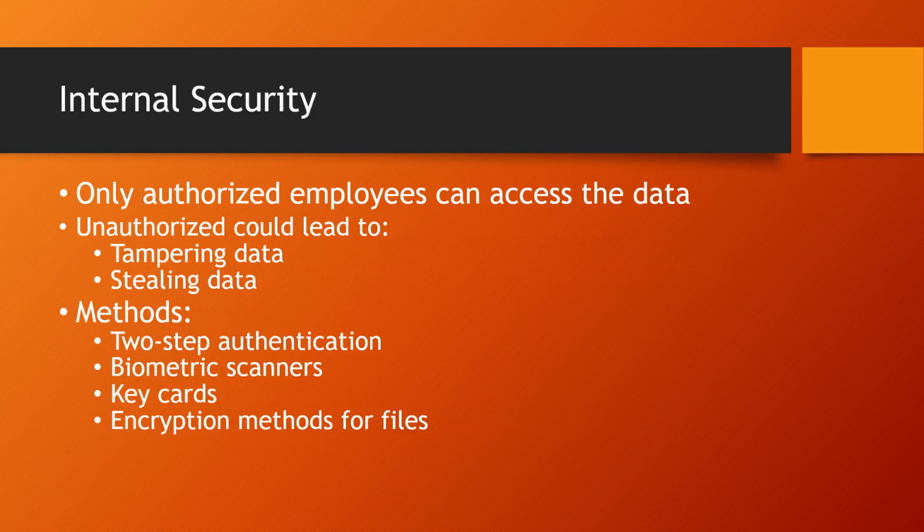Internal security: only authorized employees can access the data. Unauthorized access could lead to tampering with data and stealing data. And then some methods for helping with internal security are two-step authentication, biometric scanners, key cards, and encryption methods for files. So say someone wanted to access a file, they would need a key in order to open that file, and that will just add an extra layer of security for that cloud storage also.